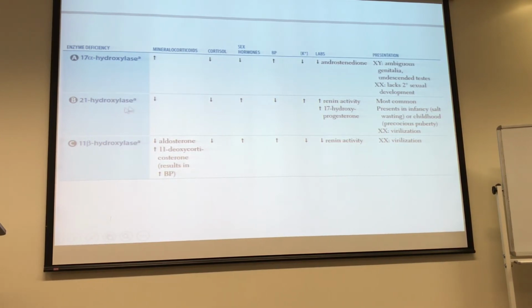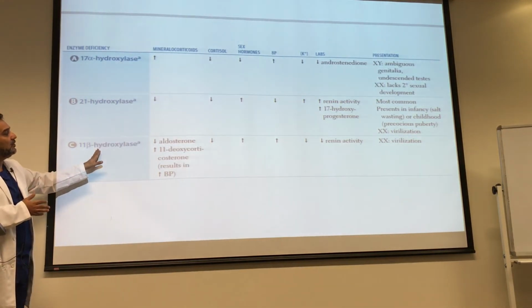21 beta hydroxylase, if it is deficient, you would have decreased mineralocorticoid and decreased cortisol. You would have increased sex hormones, decreased BP, increased potassium, increased renin activity, increased 17 hydroxyprogesterone, which is a precursor of the androgens, and you would most commonly present in infancy with salt wasting or in childhood with precocious puberty. In females, you would have hirsutism and virilization.